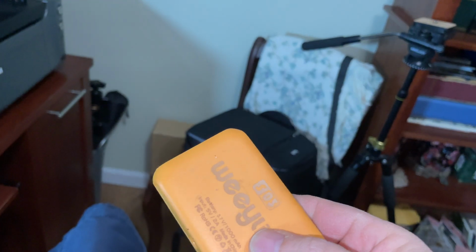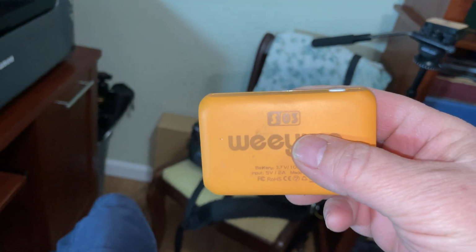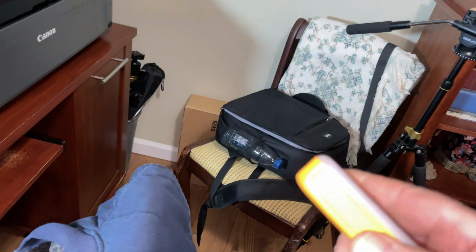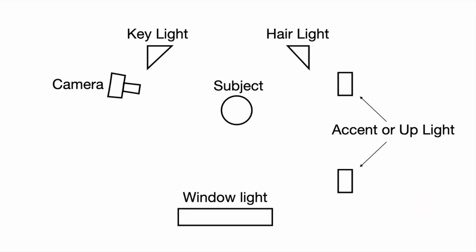Now you can use these little wee lights for main lights if you really want to, but here's the basic setup. So I have window light coming in from my left. I have my camera set to slight angle. I have my key light coming in front to the right, and I have the hair light in the back coming in at an angle, and then the two accent lights in the back.